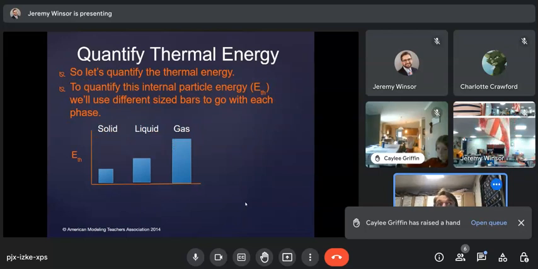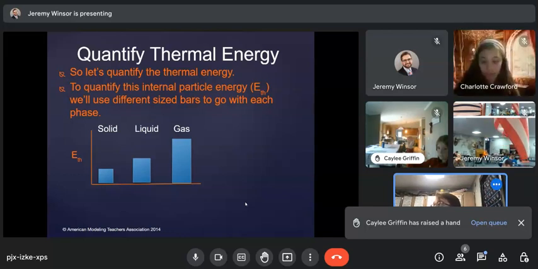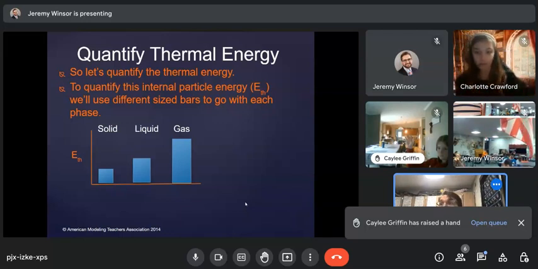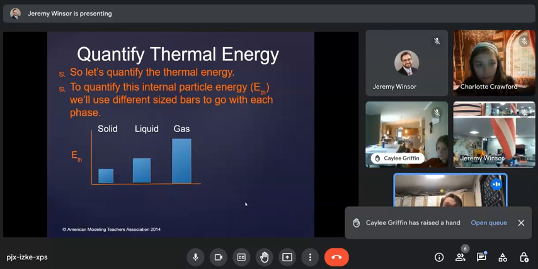So we want to quantify thermal energy. To quantify the internal particle energy, the thermal energy, we'll use different size bars to go with each phase. A solid has less energy, so we're going to have a smaller bar. A liquid has a little bit more energy, so we're going to have a little bit higher of a bar. A gas has the most energy, so we will have the largest bar.